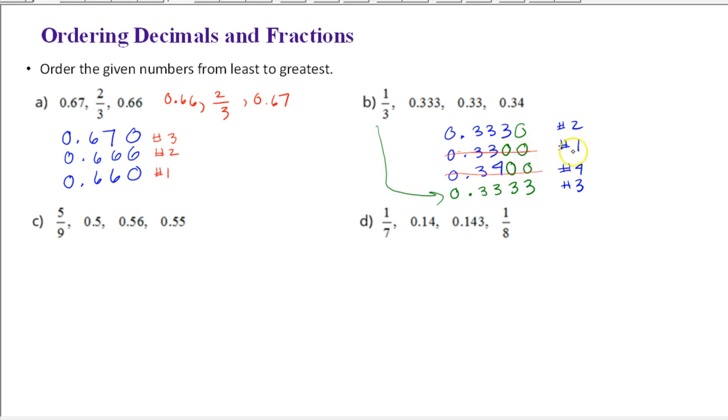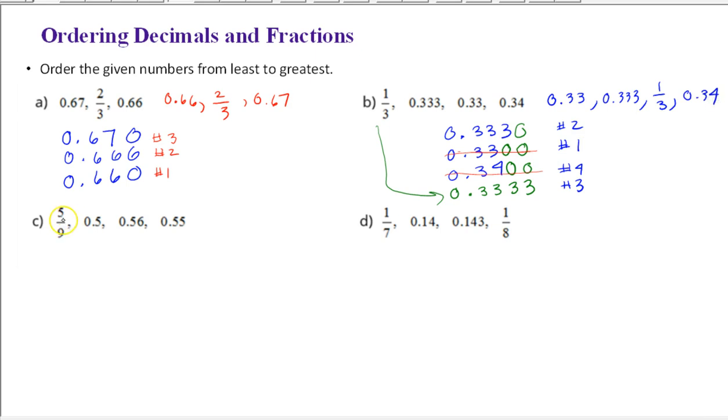So now let's put these in order. The smallest, the original way we wrote this was 0.33, comma. The second one is 0.333. Next was this one, but remember that was 1/3. It's the third largest, and then 0.34.